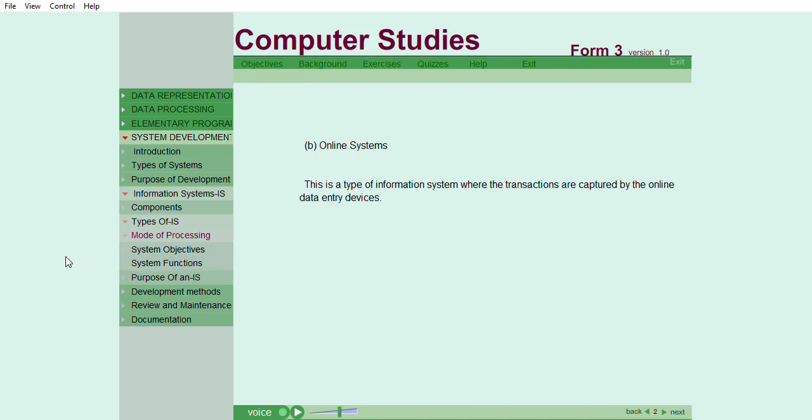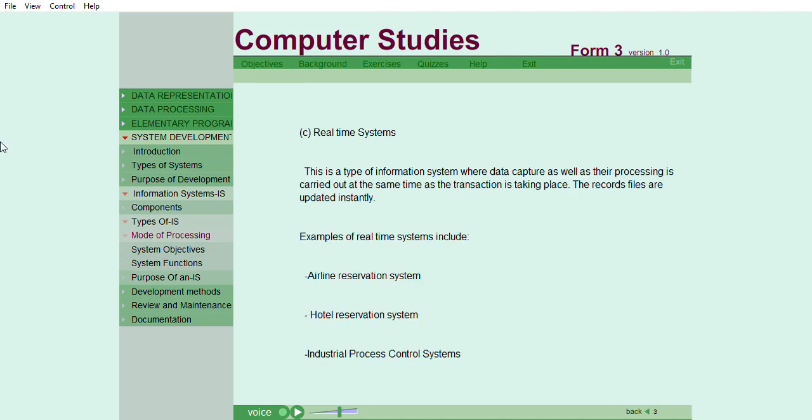Online systems. This is a type of information system where the transactions are captured by online data entry devices. Real-time systems. This is a type of information system where data capture as well as processing is carried out at the same time as the transaction is taking place. The record files are updated instantly.